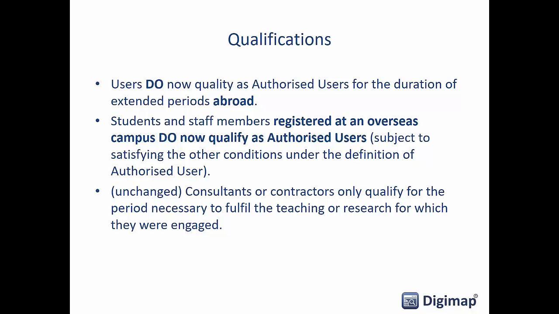There are still other conditions that have to be satisfied, of course. You still have to be a current student, or a member of staff, or a contractor, or whatever. The qualification of the authorised user definition that hasn't changed is that consultants or contractors only qualify for the period necessary to fulfil their teaching or research. So, for example, if somebody is engaged to teach a particular course, and that course only lasts from January till April, they will only be eligible to access the OS data for that period.